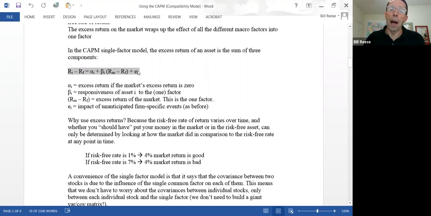Now, E sub I is an error term that we have here. That just means that we're going to have residuals, that not everything is going to fit right on the regression line every single time. But the E sub I ends up averaging out to be 0. It's also your impact of unanticipated firm-specific events, which on average are going to be 0. Sometimes they'll be positive, sometimes they're negative, but on average they're going to end up being 0 there.